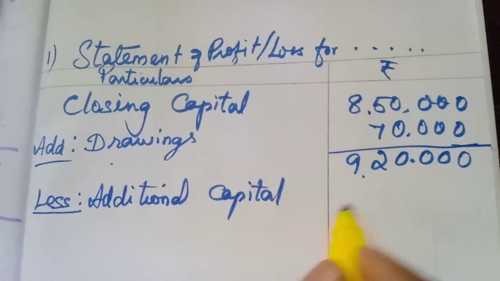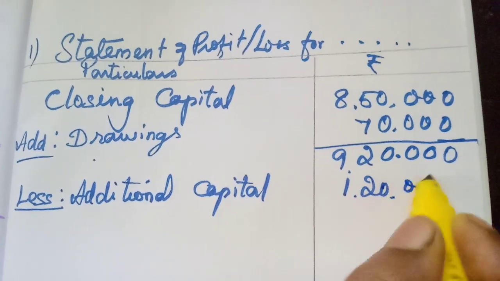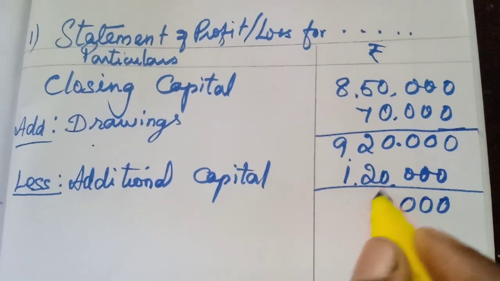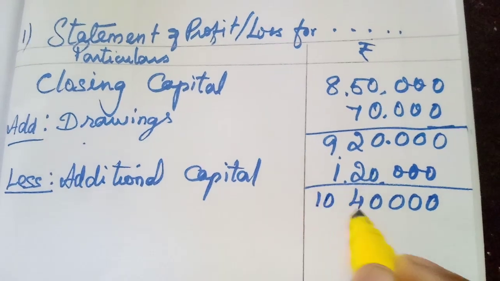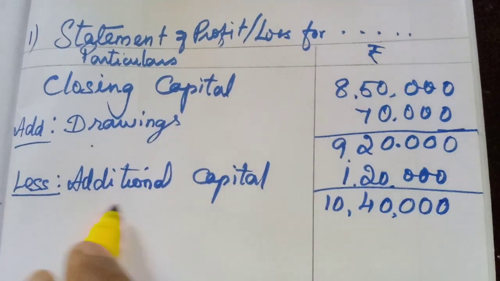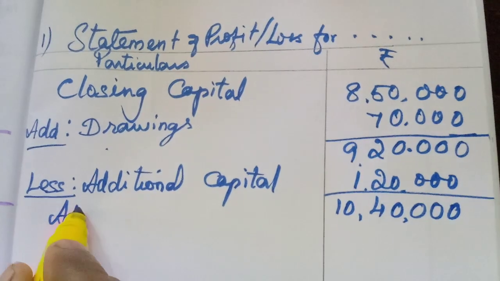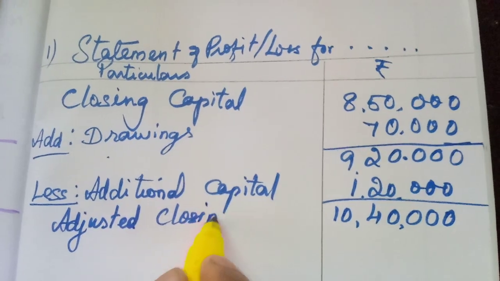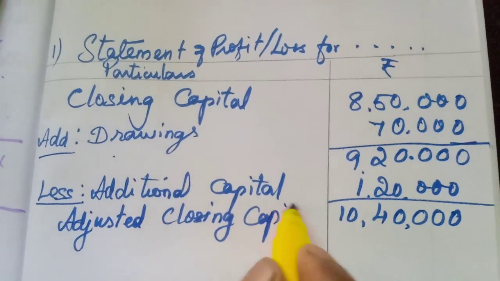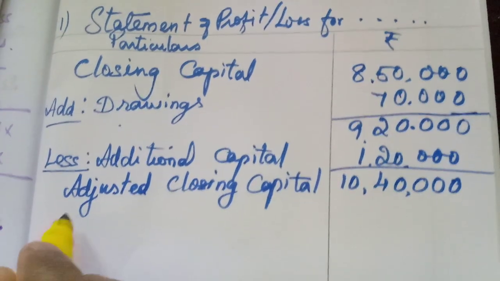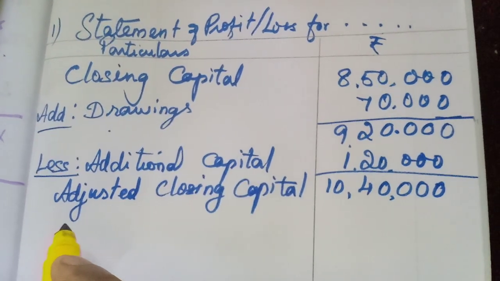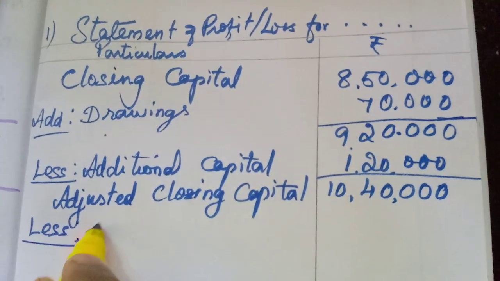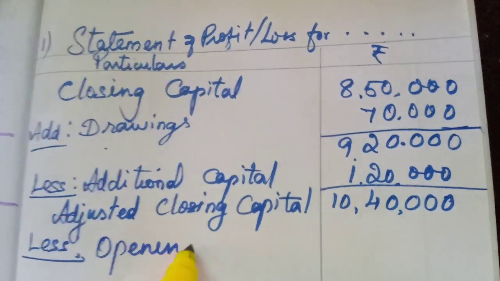Additional capital is 1,20,000. Now you subtract and write. 2 minus 2, 0, 9 minus 1, 8. So 8,00,000. Here you have to write adjusted closing capital. We have adjusted the closing capital. So from this we have to deduct the opening capital, less opening capital.